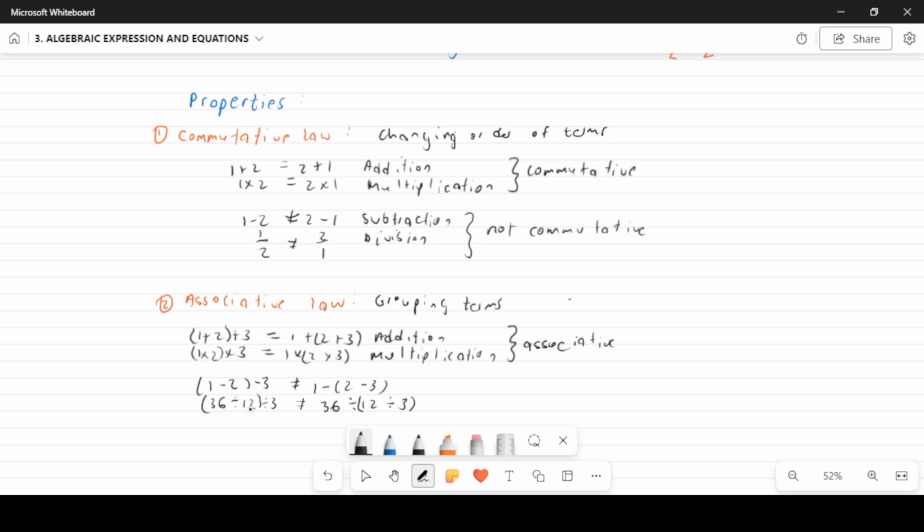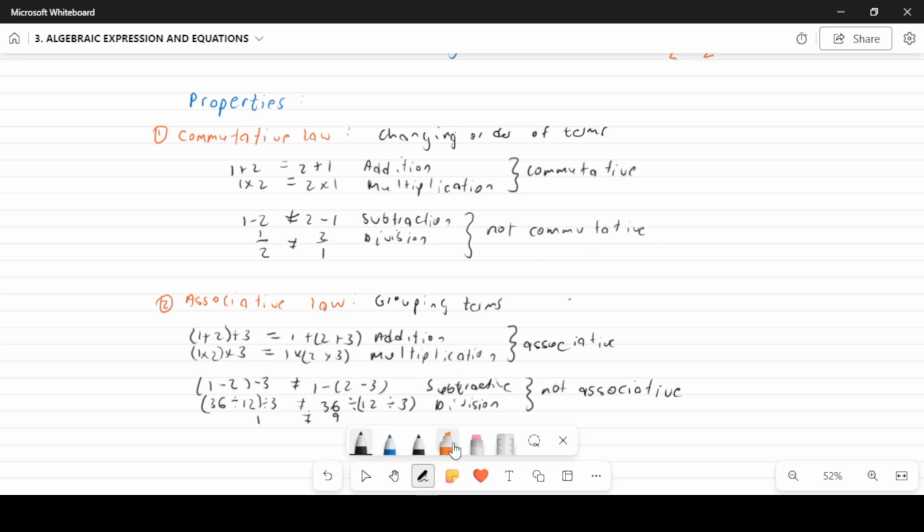It's not the same. In this case, we get 1. And in this case here, we get 9. So we can say that subtraction and division are not associative, because grouping the terms differently will change the outcome of the answer. So that's what you need to remember.